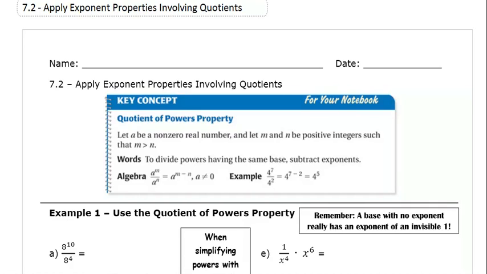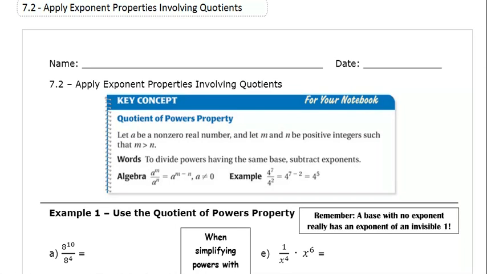This is the video for Lesson 7.2, Applying Exponent Properties Involving Quotients. You're going to find that these properties are very similar to the ones that were involving products. In this lesson, we're only dealing with two quotient properties. However, we're then going to put all the properties we've learned so far together.